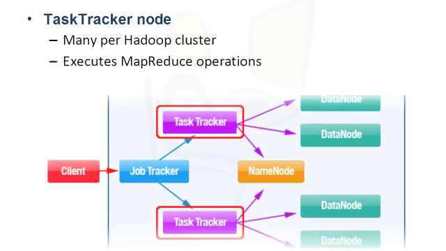To achieve the parallelism for your map and reduce tasks, there are many task trackers in a Hadoop cluster. Each task tracker spawns Java virtual machines to run your map and reduce task.